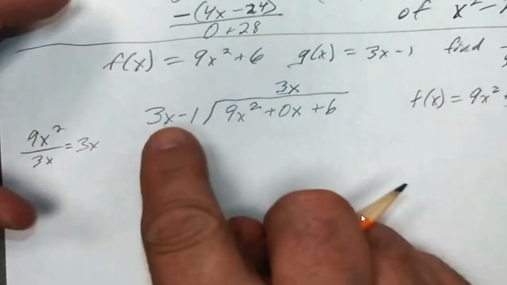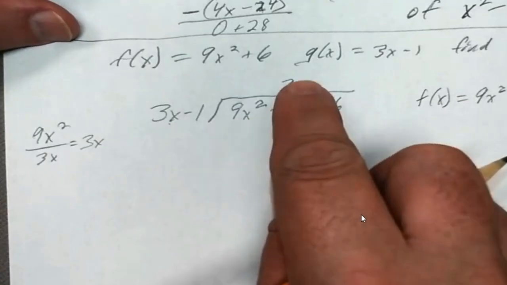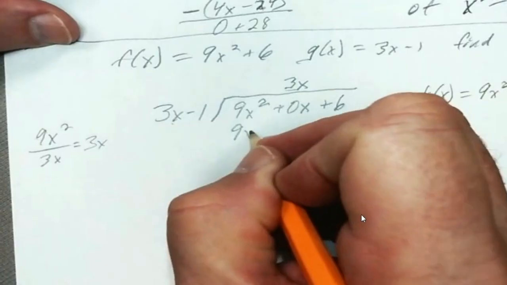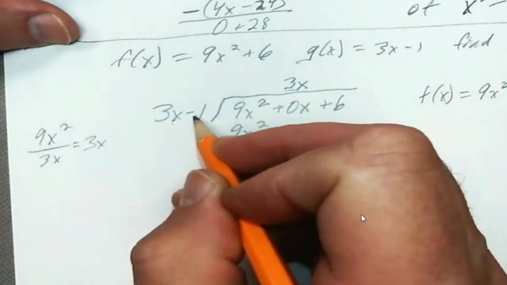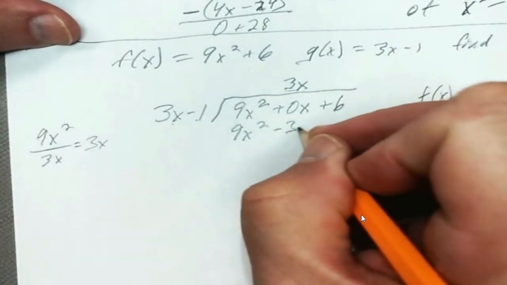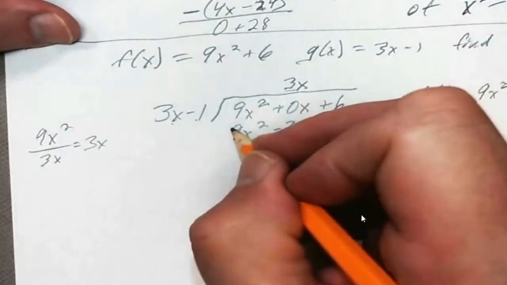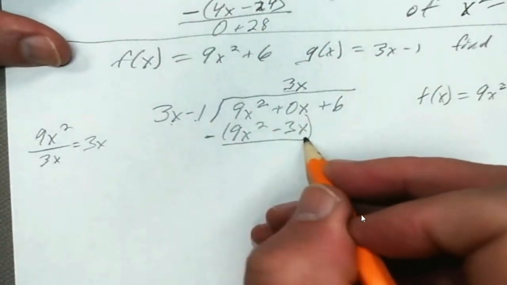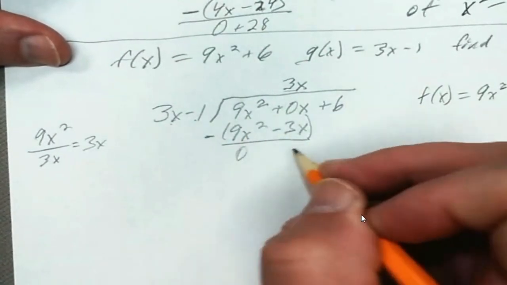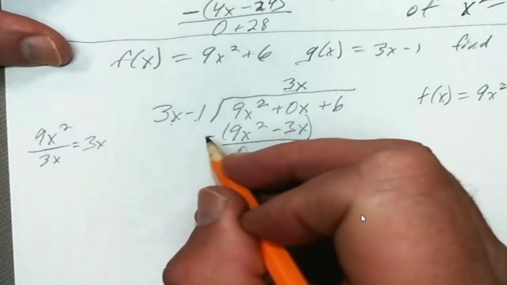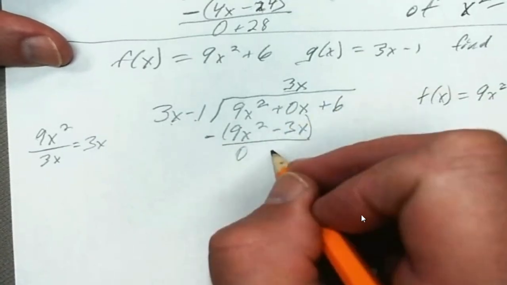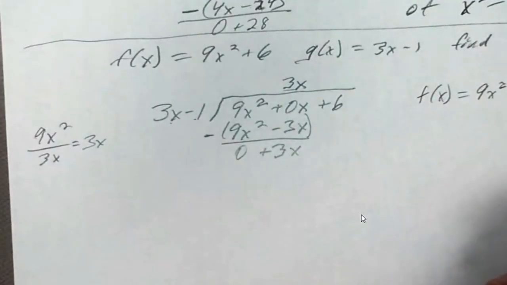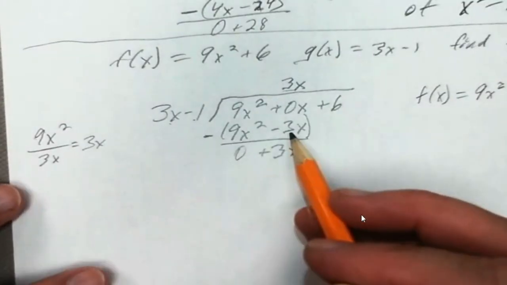That's how many times 3x goes into 9x squared. It's 3x. 3x times 3x is 9x squared. So multiplying back, that's 9x squared. 3x times negative 1 is negative 3x. Now, again, we're subtracting this. 9x squared minus 9x squared is 0. 0x minus negative 3x is a positive 3x. 0x minus a negative 3 is a positive.